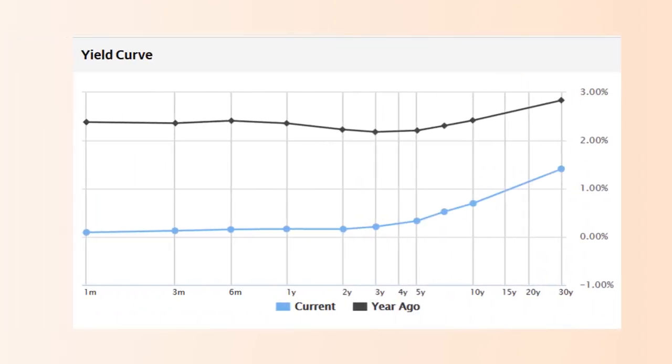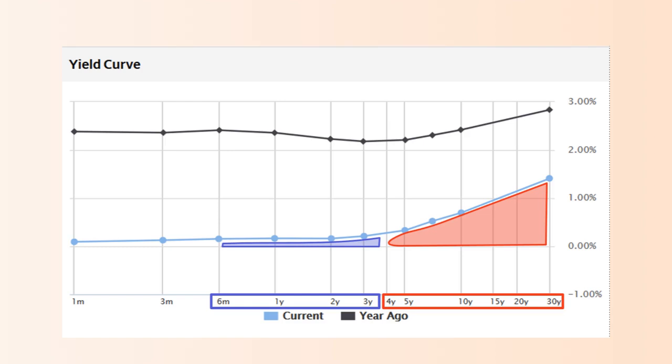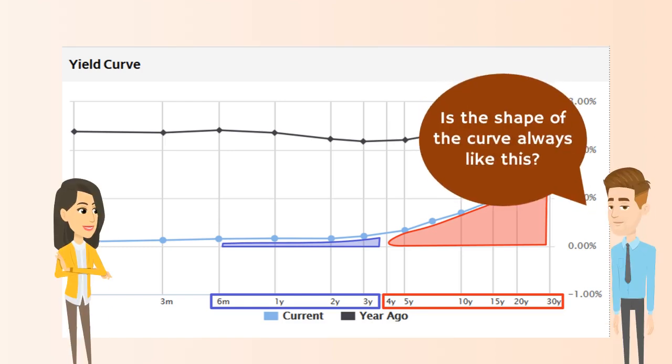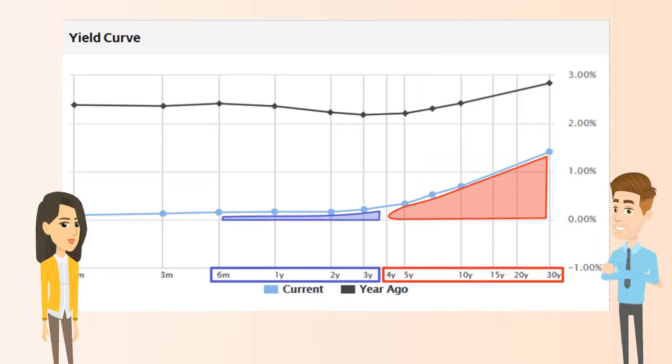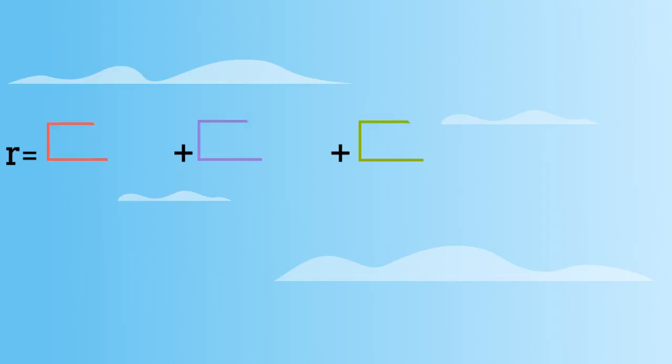If we take a look at this yield curve chart, it compares how the current yield curve looks with that of the previous year. Notice how there is very little maturity premium in the blue part, and how it increases in the red part. Is the shape of the curve always like this? No. The curve changes all the time depending on where the Fed funds rate is, and the level of inflation expectation. This will be a story for another time.